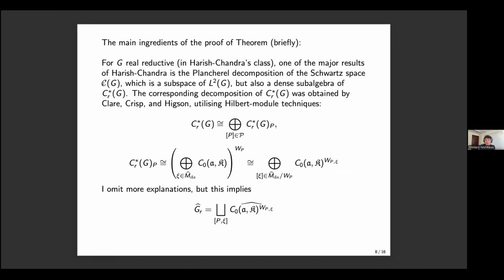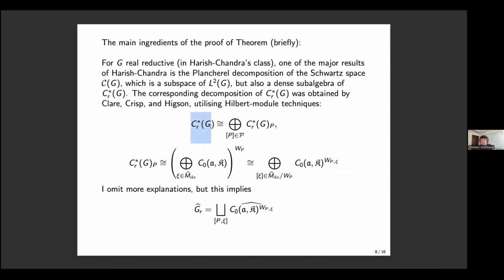I will not go into detail, but this is a subspace of L2 of G. So if you manage to decompose this nicely, then you will also get the Plancherel decomposition of the L2 space of G. And at the same time, it's a dense subalgebra of the reduced group C star algebra of G. So again, if you have a nice decomposition of the Schwartz space of G, you can translate it into a nice decomposition of the reduced group C star algebra of G. And that's what Harish-Chandra did. The corresponding decomposition, made friendly to C star algebras using Hilbert modules, was done by Clare, Crisp, and Higson. And this is like a 2-line summary.